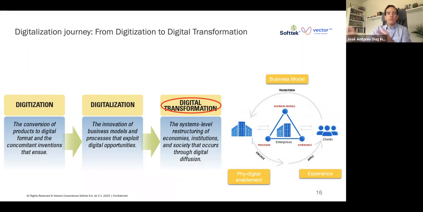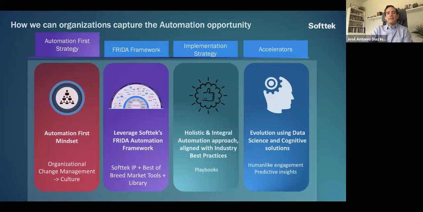So, apologies if this was a little bit academic, but this was the foundation before we get to the case studies, because they will show different states of what we've been able to see with different clients. And the last slide is something that we have been doing at Softec and Vector on how to capture automation and how to improve those companies that have already evolved and want our help with automation.